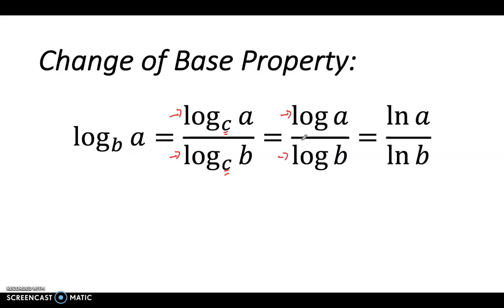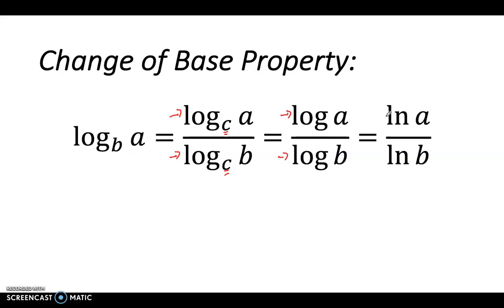In this case, both logarithms have the same base, which is equal to 10. Or ln a over ln b. If we have ln a over ln b, we know that it's a logarithm that has a base of Euler's constant, or e.